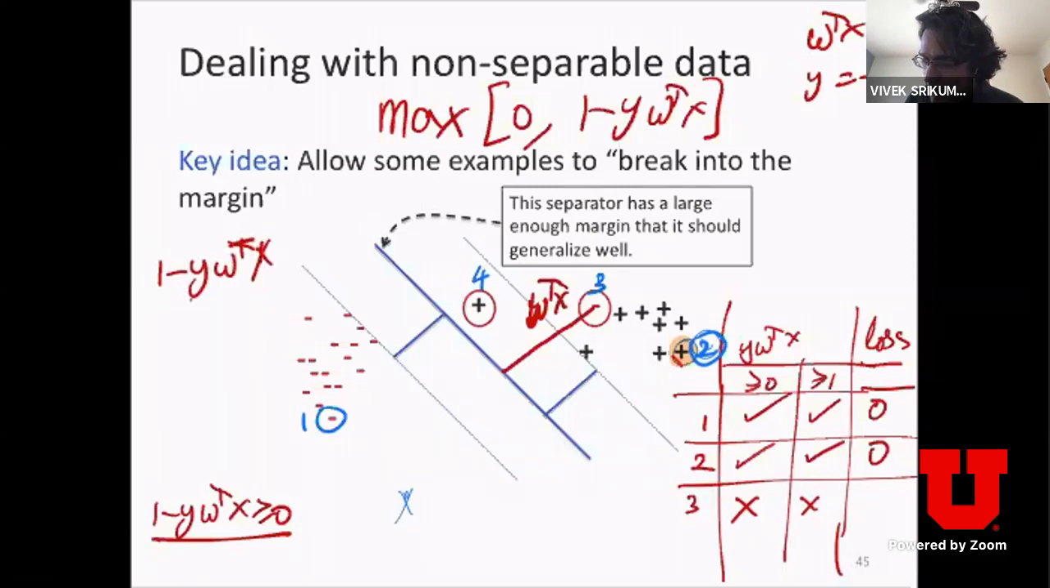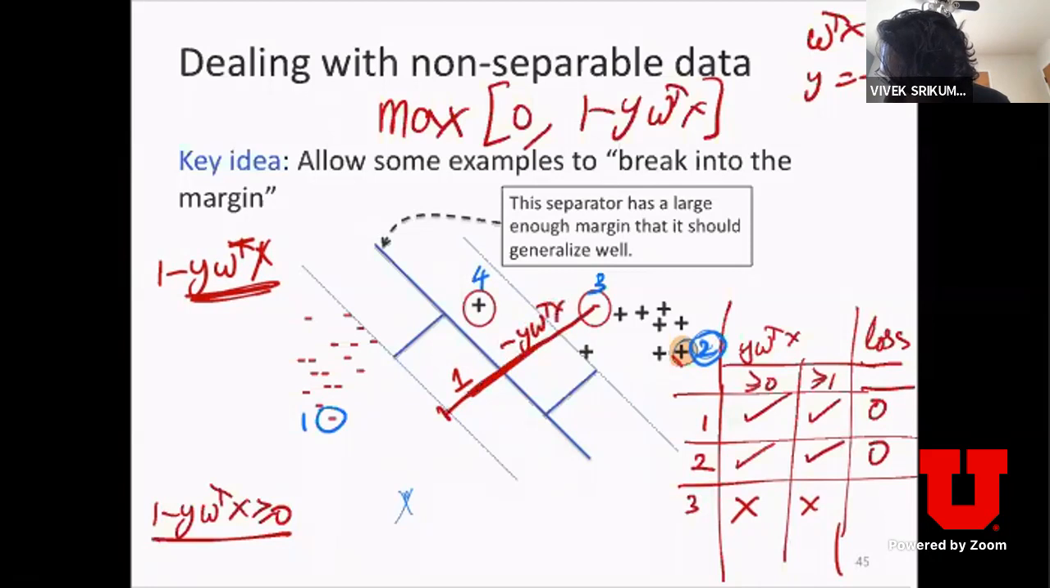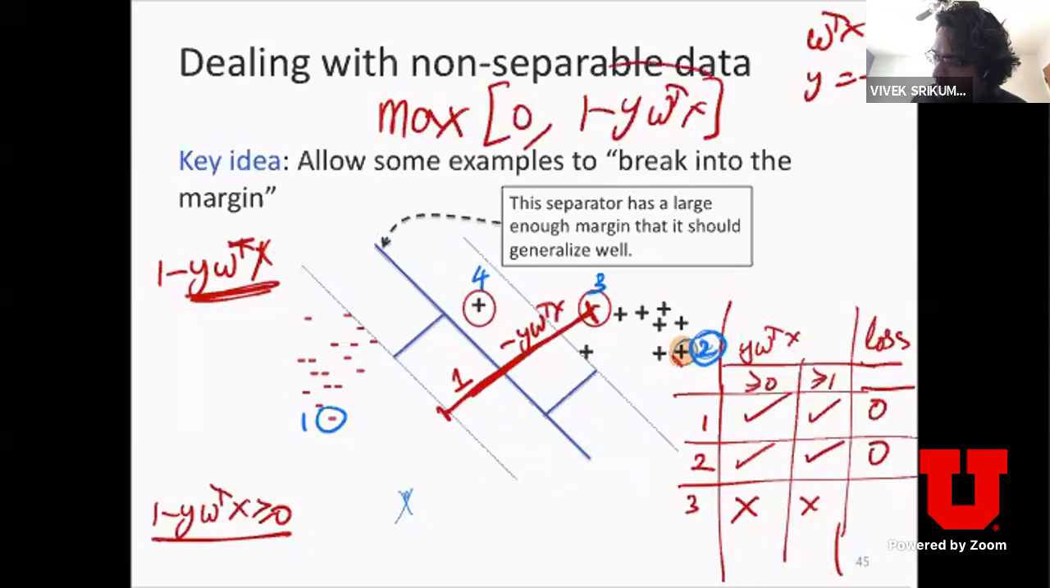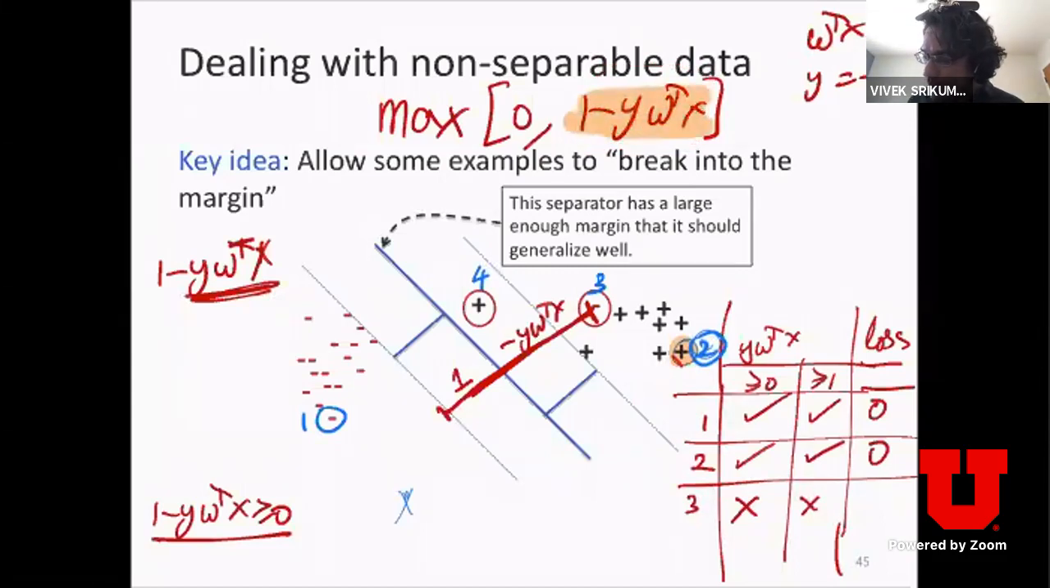If y w transpose x is negative, this quantity is positive, and we are adding a 1, which is really this distance here. So this is 1, and this is minus the negative value of y times w transpose x. So this gap here is the penalty that we need to pay. This term here is positive, so the penalty is 1 minus y w transpose x.